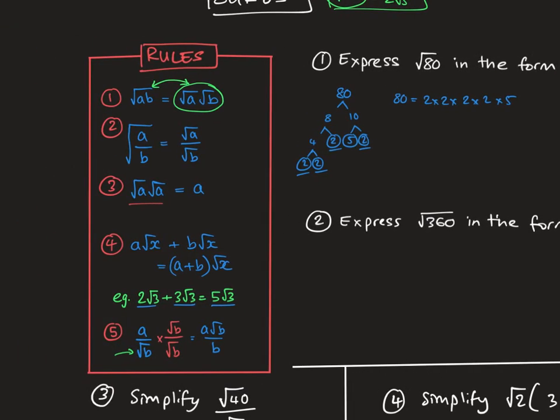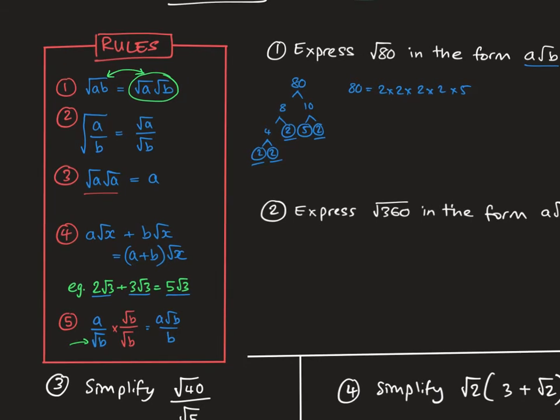Now, if we go back to rule 1, we can see that that means that if we have the square root of 80, that's the same as the square root of 2 times the square root of 2 times the square root of 2 times the square root of 2 times the square root of 5.